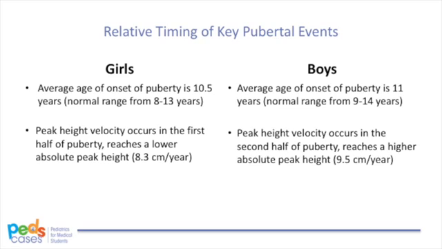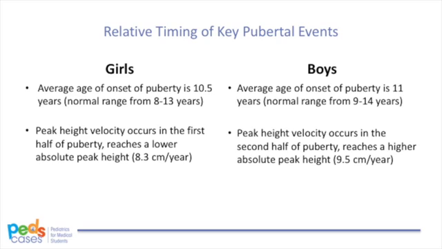So what are the clinical implications of these differences? First, if the normal range of puberty for girls is 8 to 13 years and for boys is 9 to 14 years, then we can set the cutoffs for early puberty as being before the age of 8 years for girls and 9 years for boys.